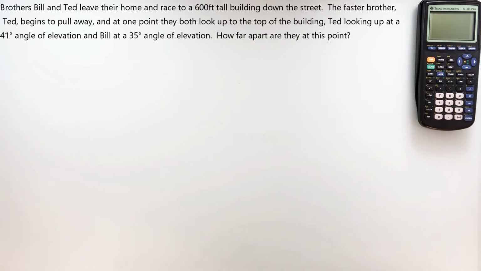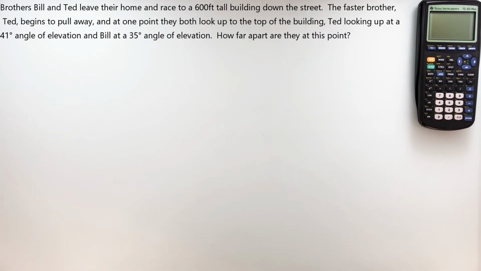Okay, last one. Brothers Bill and Ted leave their home and race to a 600-foot tall building down the street. The faster brother, Ted, begins to pull away, and at one point they both look up to the top of the building, Ted looking up at a 41-degree angle of elevation and Bill at a 35-degree angle of elevation. How far apart are they at that point?